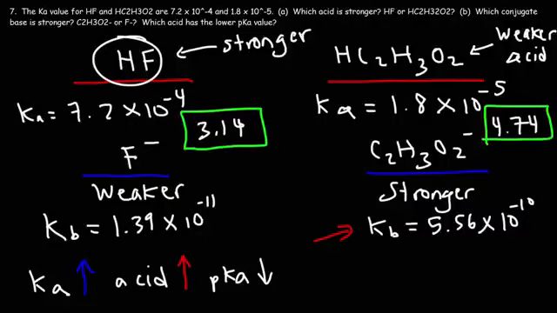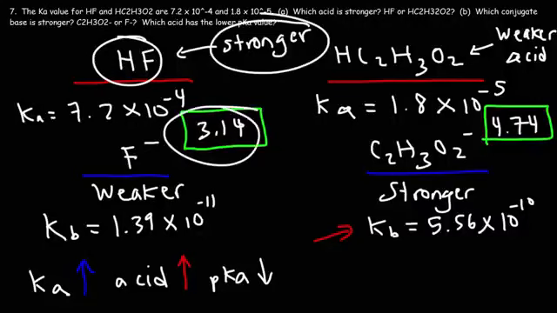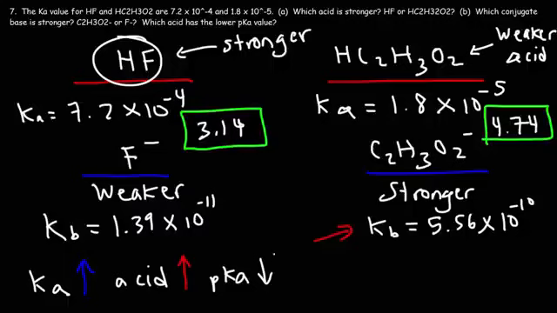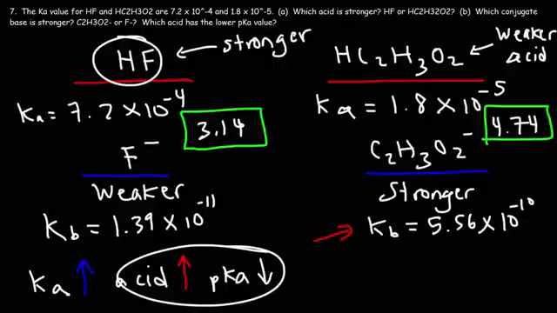Now notice that the stronger acid has the lower pKa value, whereas the weaker acid has the higher pKa value. Therefore, acid strength and pKa are inversely related. Acid strength increases with decrease in pKa values.